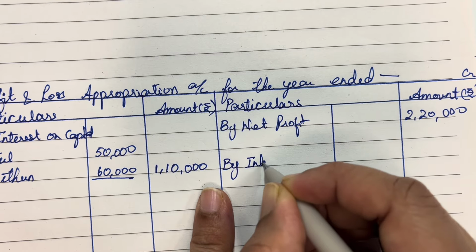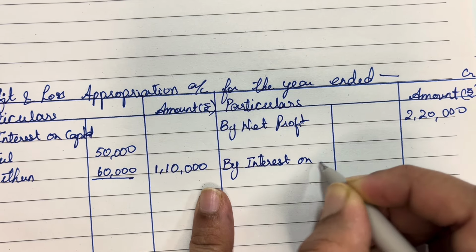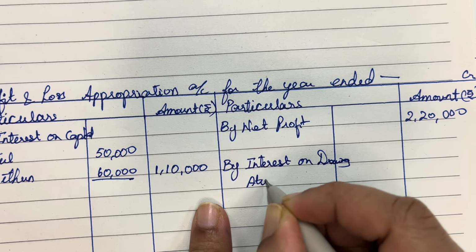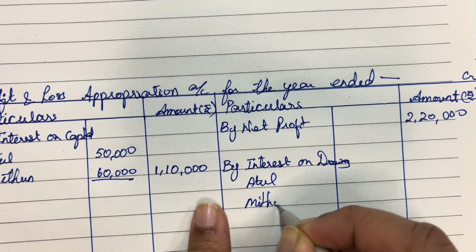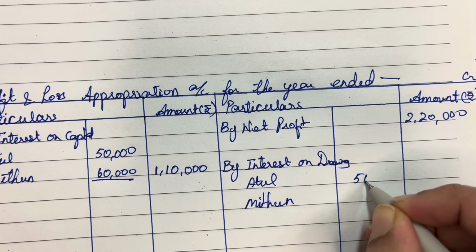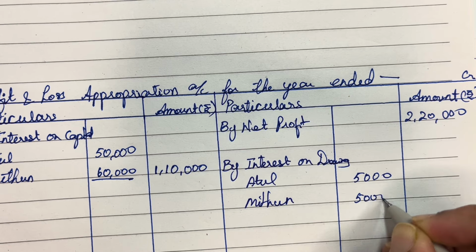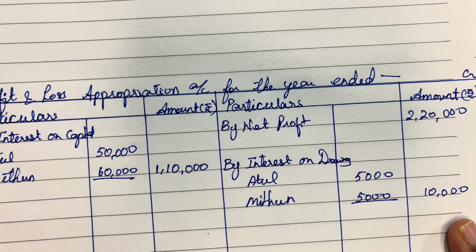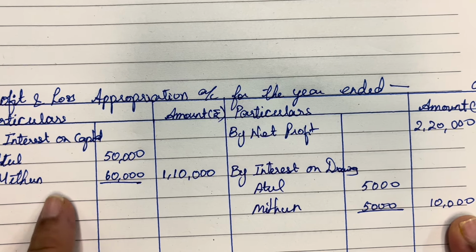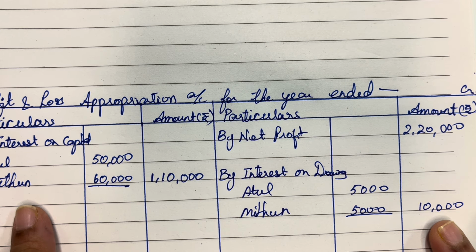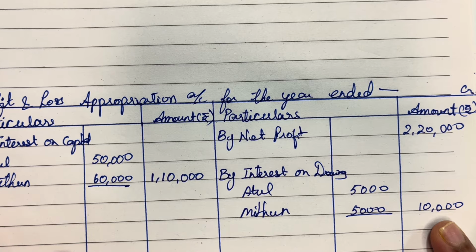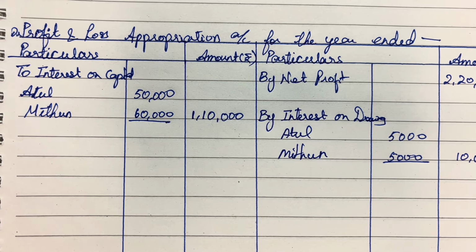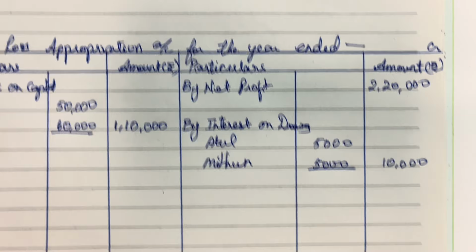The next entry would be for interest on drawing. Our two partners, Atul and Mithun, both get interest on drawings of rupees 5,000 each. So the total interest on drawing is 10,000. Now, when we compare the debit and the credit side, the credit side amounts are higher than the debit side amounts. So definitely the firm has made a profit here. Let's close down the accounts.